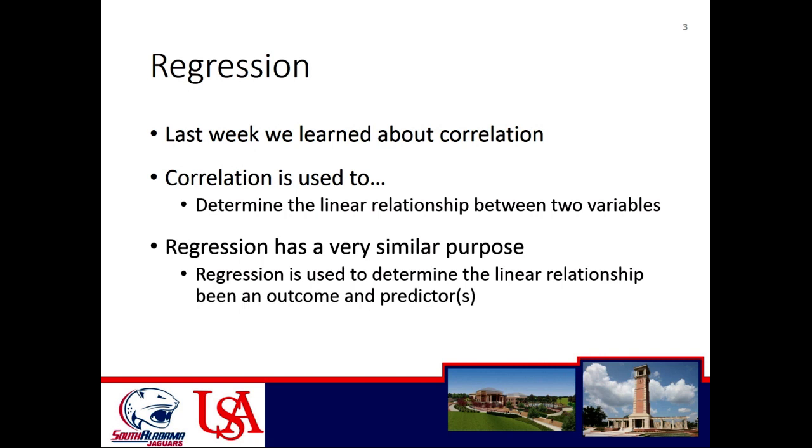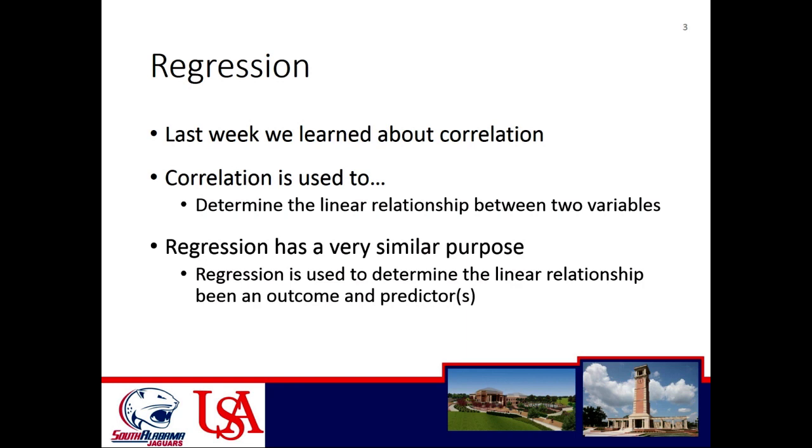Regression has a very, very similar purpose. Regression is used to determine the linear relationship between one outcome and predictor or predictors. So when you do a regression, you have just one outcome, just one variable that you're interested in predicting. So this might be something like job performance, this might be something like organizational revenue. It's just one outcome that you're interested in, and you have one or more predictors. So you have one or more things you think will predict that outcome.